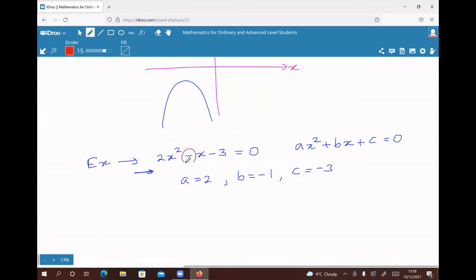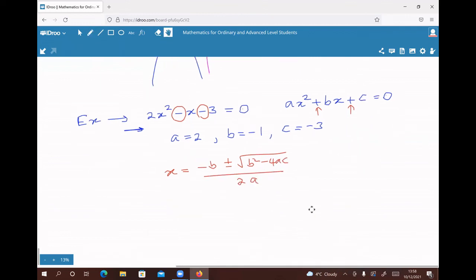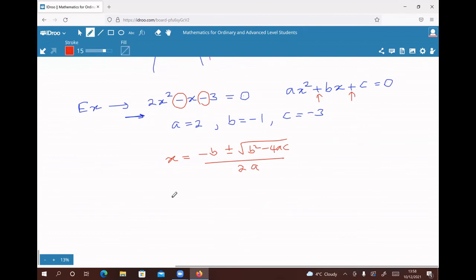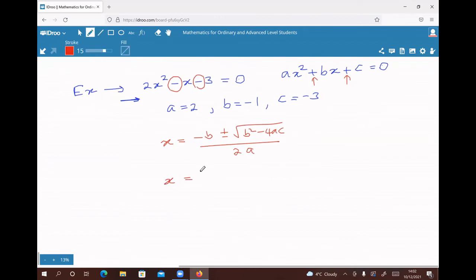If you have a negative in front of these coefficients, you have to consider the negative sign as well, because here we have the positive signs, right? Now we know the quadratic formula, which is x equals -b plus or minus the square root of b squared minus 4ac, over 2a. Now we can substitute these numbers into this equation. So x is equal to -b, so it's -1 plus or minus, b squared means it's -1 squared, minus 4.